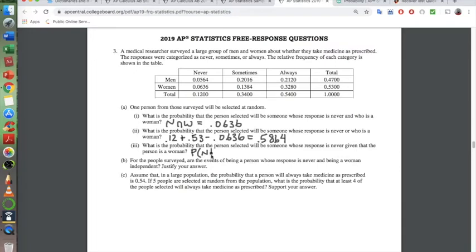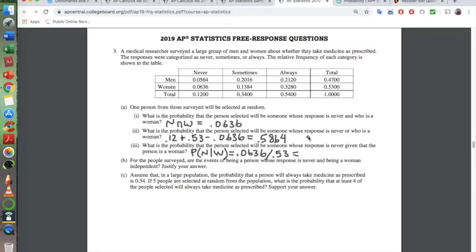is never given that the person is a woman, and so that's going to equal the intersection of never and woman, which we already found is 0.0636, and we're going to divide that by the probability that that person is a woman, which is this cell value here. So we've got 53 out of 100, or 0.53, I suppose. It doesn't have to be 100.